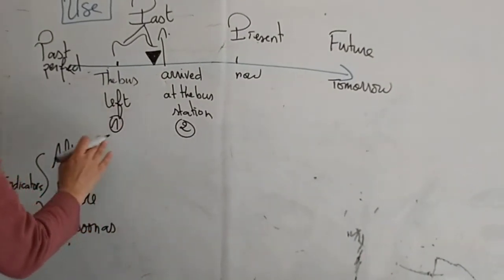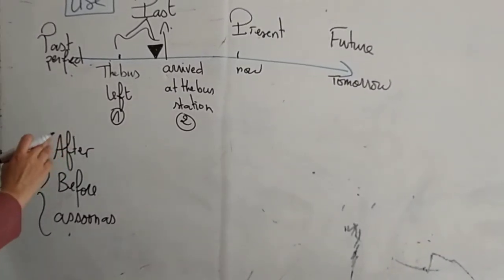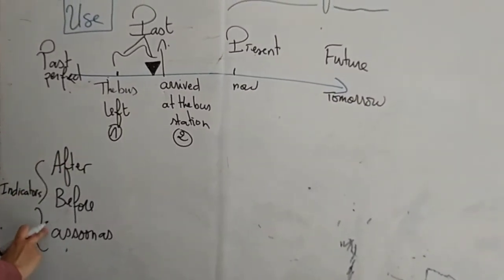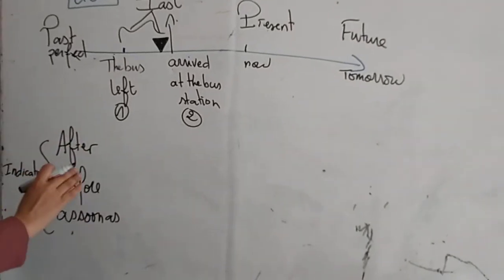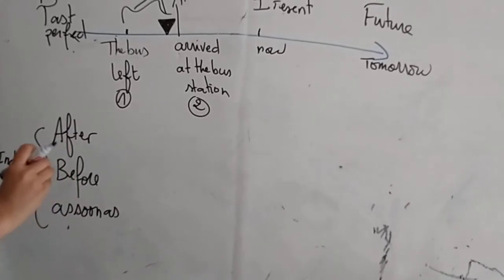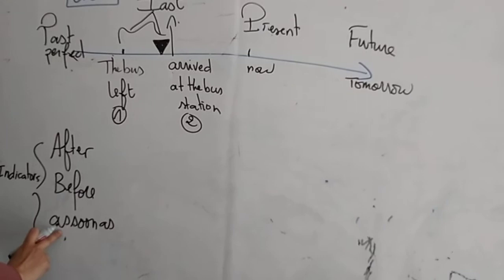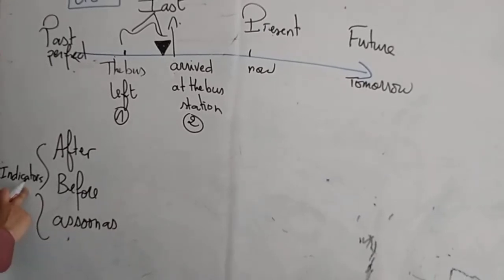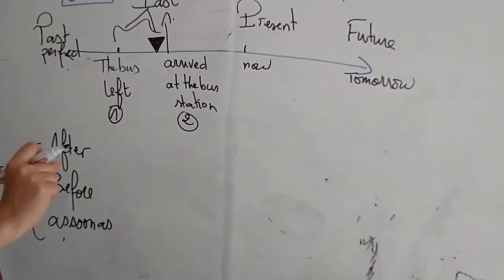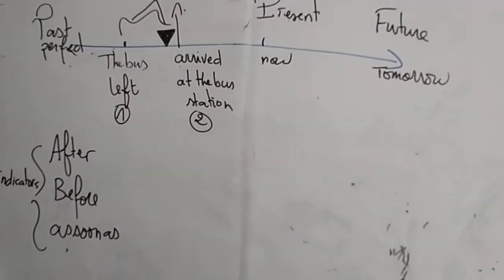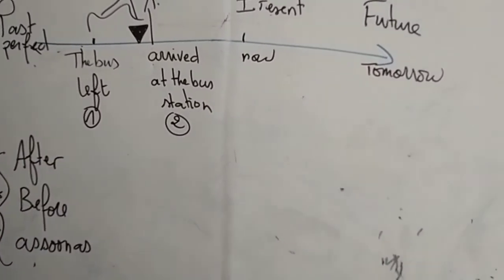Here we will use some indicators that are always used with the past perfect, which are after, before, as soon as. These are indicators that always, or most of the time, we find with the past perfect. After, before, as soon as are indicators that we use a lot with the past perfect tense. Now let's go back to the actions and use them here with after, before and as soon as.